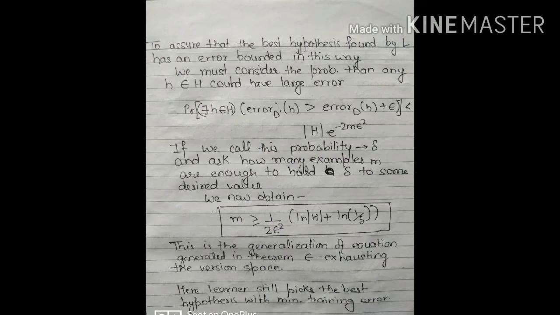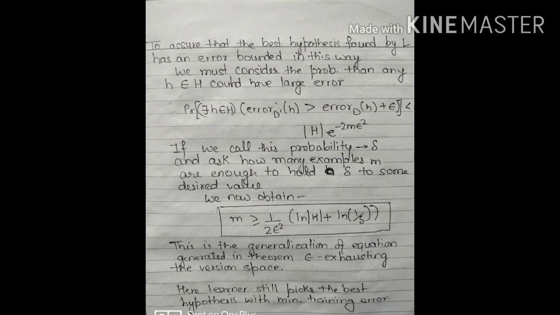So here it says that the probability that there exists some hypothesis in the hypothesis space, where the true error is greater than the training error plus epsilon, is less than the size of the hypothesis space times e to the power -2m epsilon squared. Now we can call this probability delta, because this is a very large error, and ask how many examples m are enough to hold this delta to some desired value.